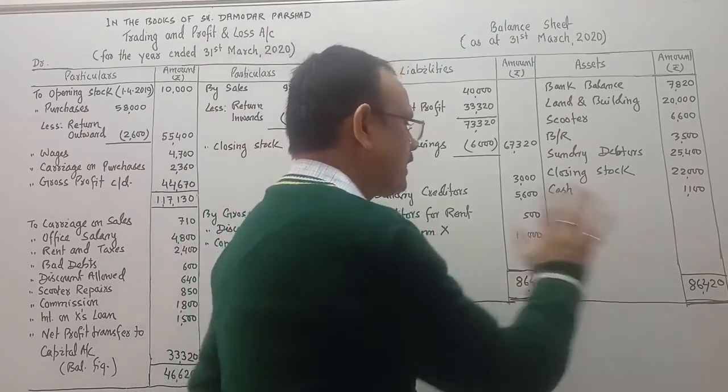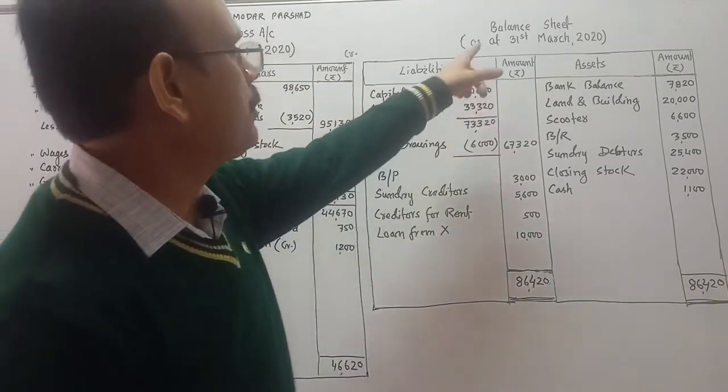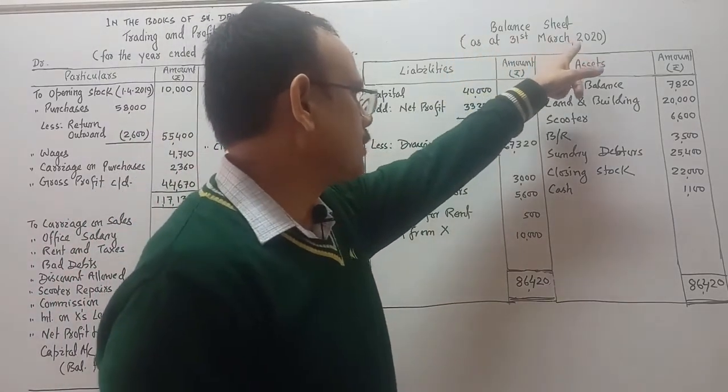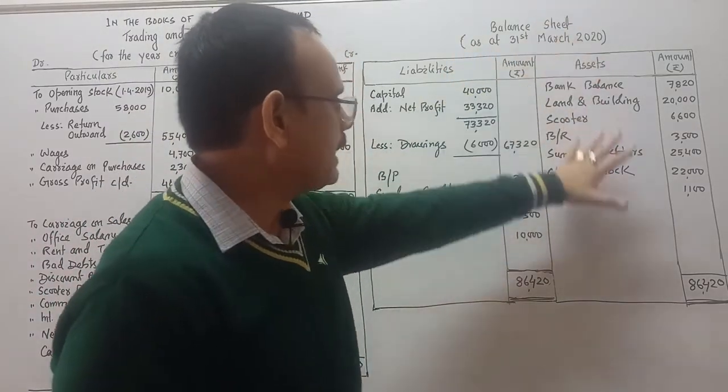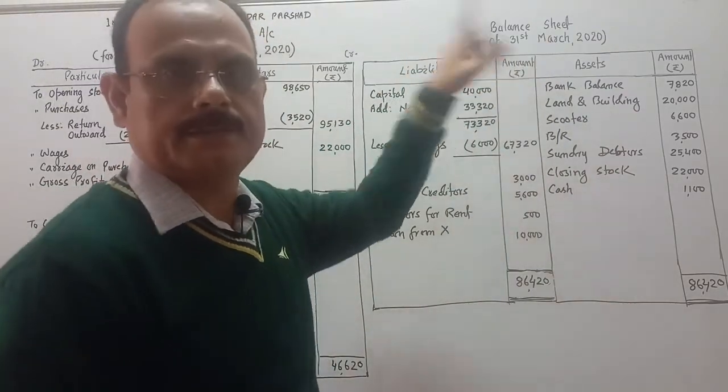So both sides of the balance sheet must match. Is it clear? A balance sheet is prepared on a specific date, that is as at 31st March 2020. These are the assets and these are the liabilities as on this date.